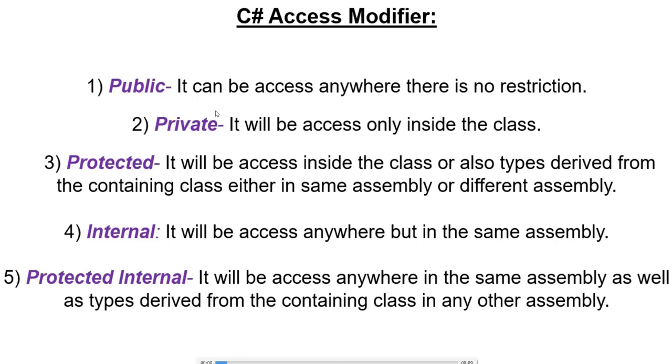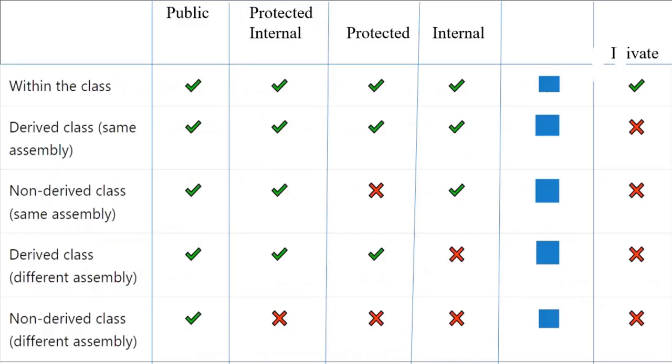Public can be accessed anywhere, there is no restriction. To read the definitions of these access modifiers one by one, it is better to switch to Visual Studio and see an example for each. I have a chart by which we will look at examples. First is public. Public means it can be accessed anywhere, there is no restriction.